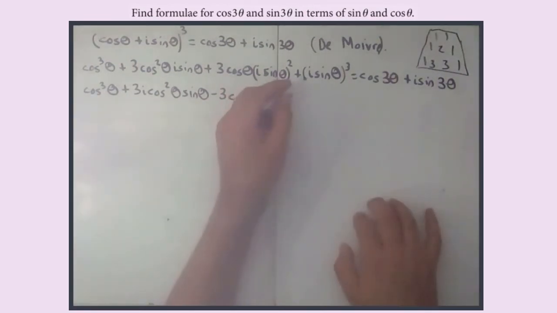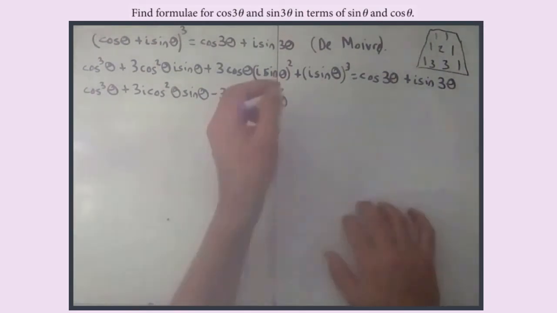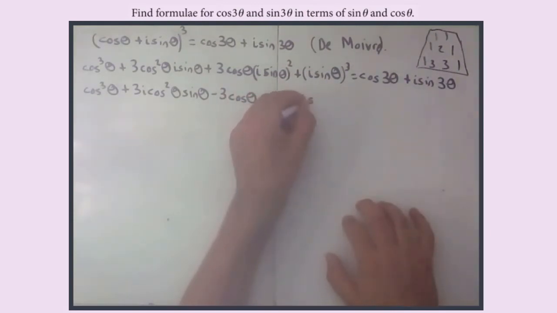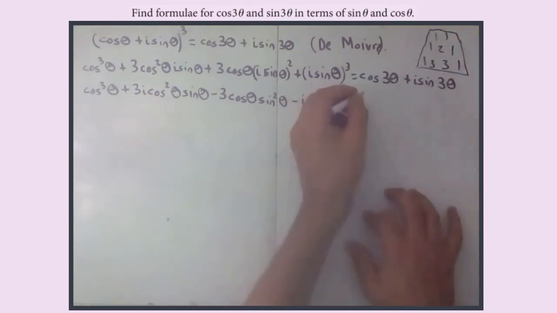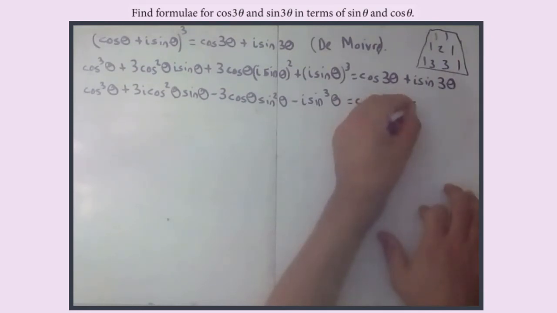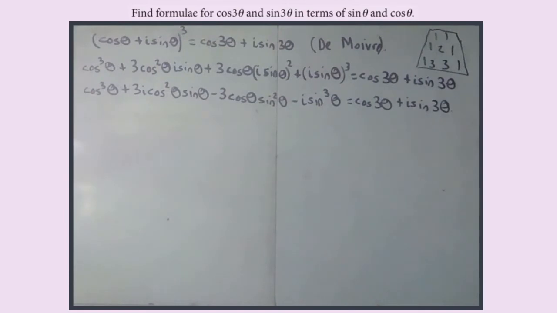The last bit here, you've got i cubed sin cubed θ. The sin cubed θ is easy enough. i cubed is i squared times i. Well, i squared is minus 1, minus 1 times i is minus i. So that would be minus i sin cubed θ. And we know that equals cos 3θ plus i sin 3θ.